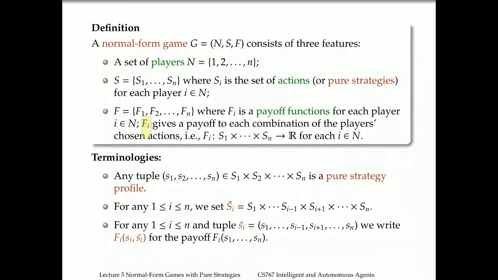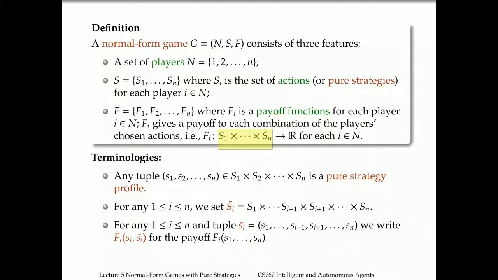And every payoff function, notice that the payoff function does not only depend on the action of the i-th player, but rather it depends on the combination of actions of all the players, right? So fi will be a function that maps from the Cartesian product of the action spaces of all the agents to a reward, right? Of course, this reward is given to the i-th agent, but it depends on the collective actions of all the agents, right?